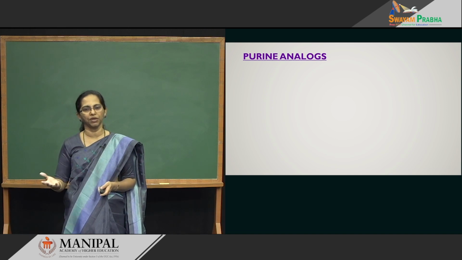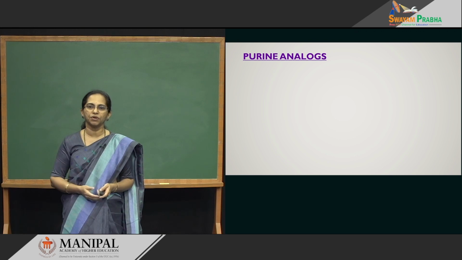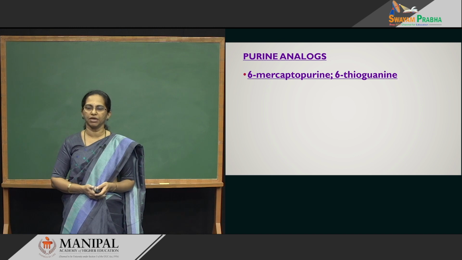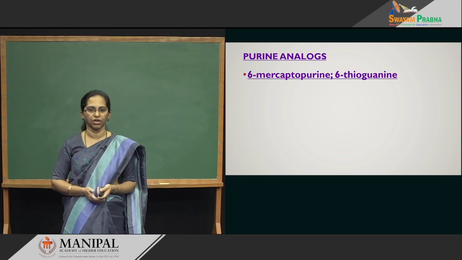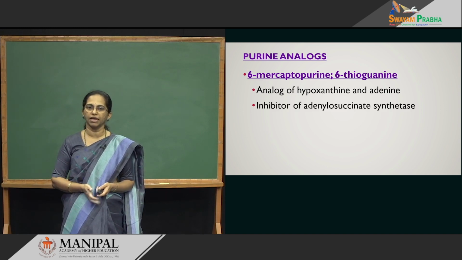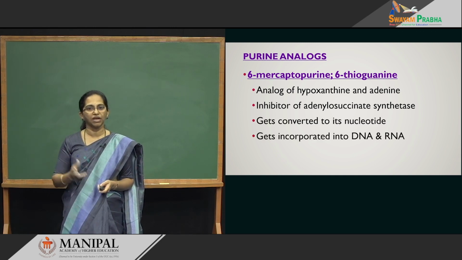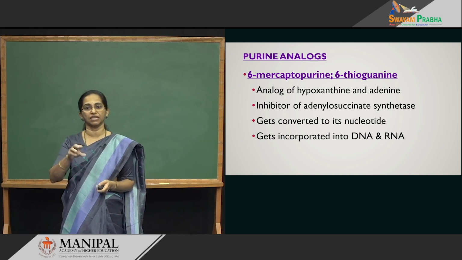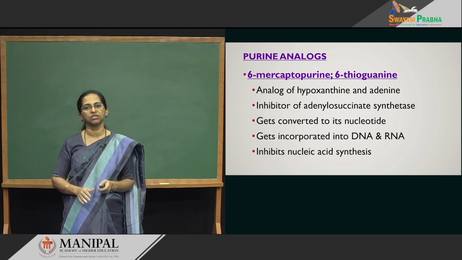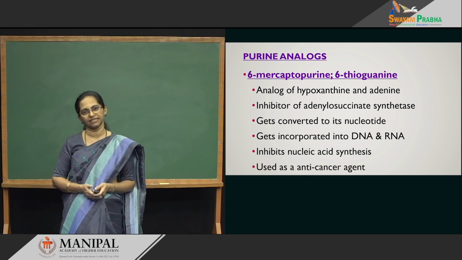Let us talk about purine analogues. Pyrimidines was cytosine, thymine analogues. Purine means you are talking about the purine analogues, 6-mercaptopurine, and you also have 6-thioguanine. Now, they are analogues of purine. Which enzyme are they blocking? Adenylosuccinate synthetase. And so, what happens? You will not have nucleotides, then you do not have DNA and RNA produced because it blocks nucleic acid synthesis, and so this is also an anti-cancer agent.